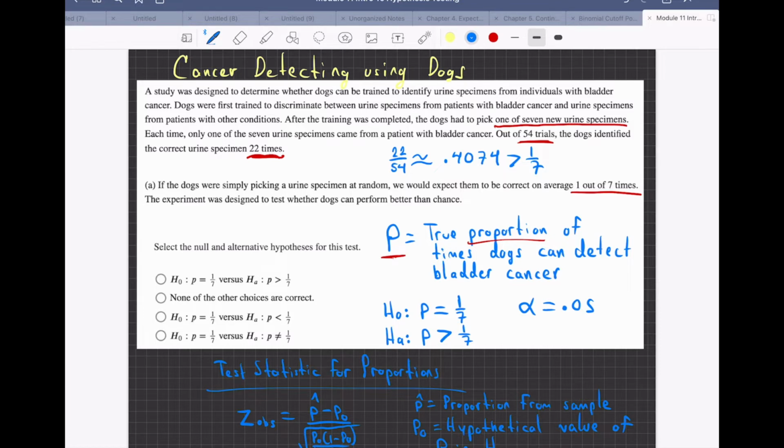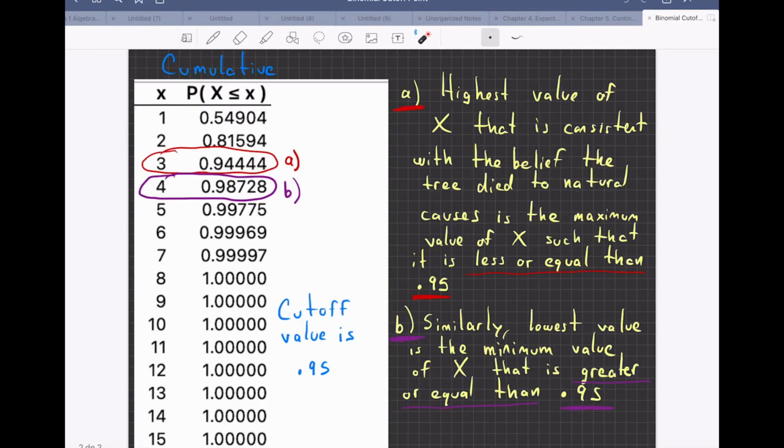So in this case, you can see that the hypothetical value for P is actually 1 out of 7. See that? P null is the hypothetical value for P in the null hypothesis. And of course, what is going to be that?